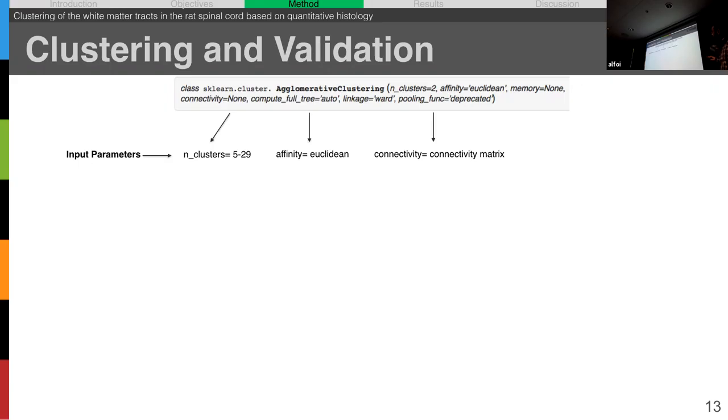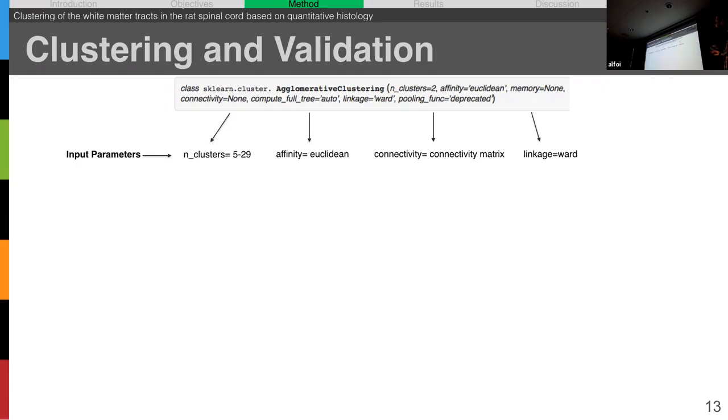For the affinity, we use the Euclidean, which is just the distance calculation between the points. So Euclidean distance, straight line distance. For the connectivity matrix, which I mentioned earlier, we created a connectivity matrix from our data, which we use as an input into the algorithm, which takes it in. So it was really simple to do.